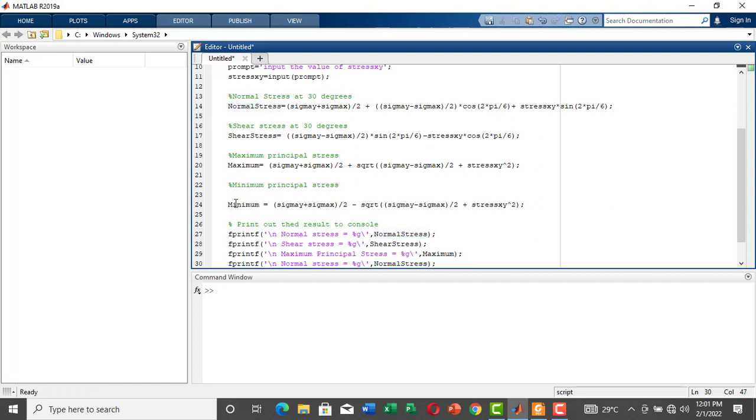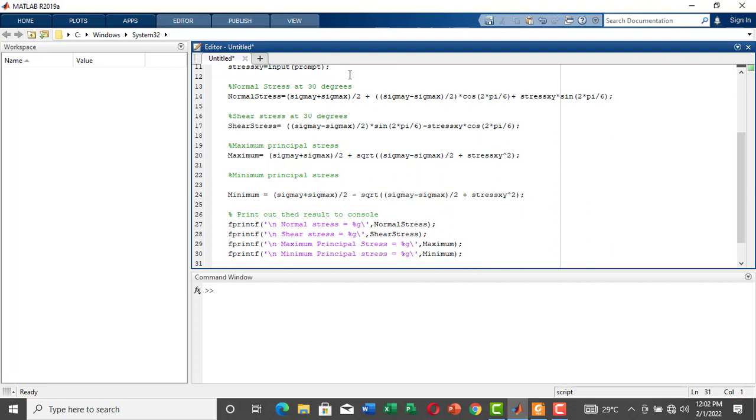So we have another one which is minimum. Let me name that minimum principal stress. So the name will be what? Minimum alone. So the name will just be minimum. Okay, so I think we are done.